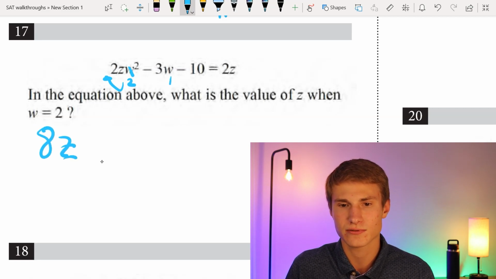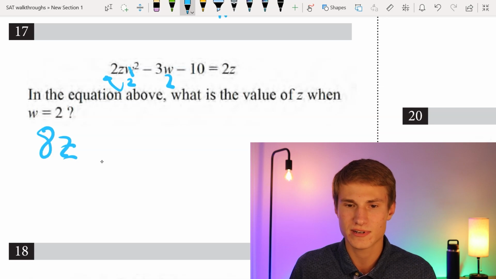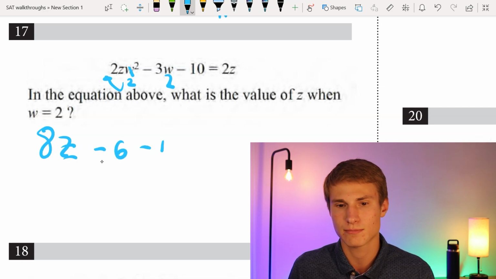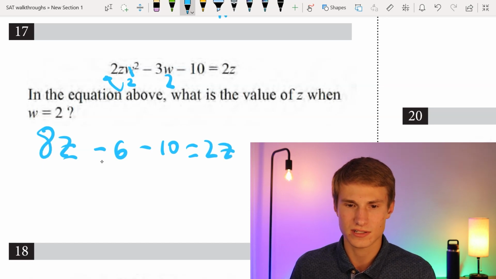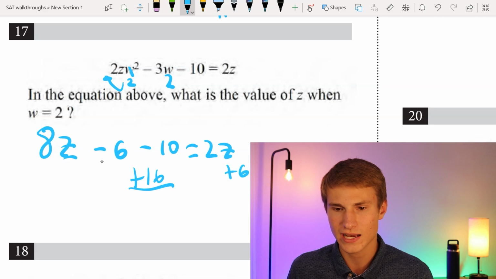Next thing we've got is minus 3 times W. Plug in 2 for W there. 3 times 2 is going to give us 6. We'll have minus 6 minus 10 equals 2 times Z. All we got to do now is isolate our Z. So we'll go ahead and add 16 to each side, so that way we can get all our constants on one side. And then we'll also subtract 2Z from each side.